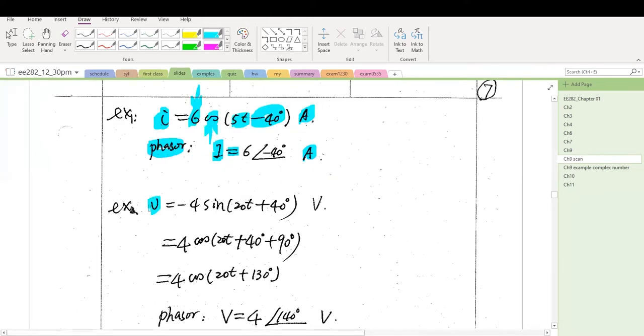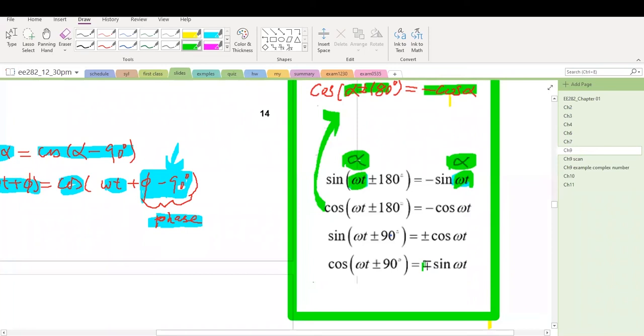Let's look at this example. v(t) equals minus 4 sine(20t plus 40 degrees). Note that there is a negative sign here, and also that's a sine. We want to convert this format into a cosine. We're going to use this formula, so we want to convert minus sine into cosine.